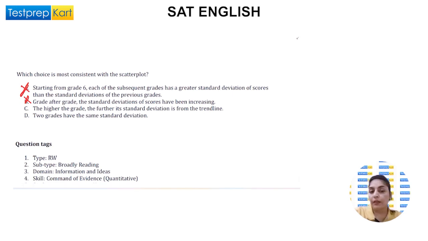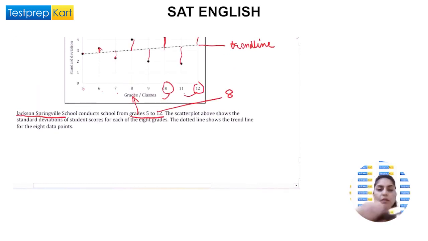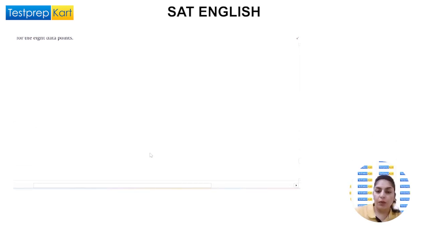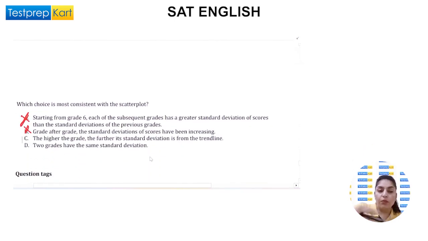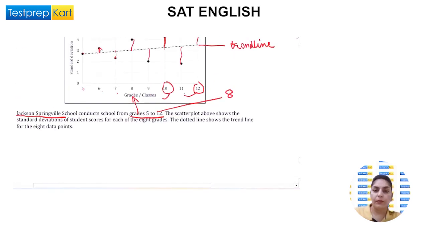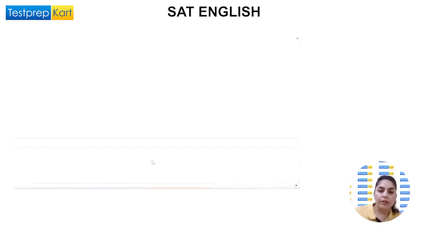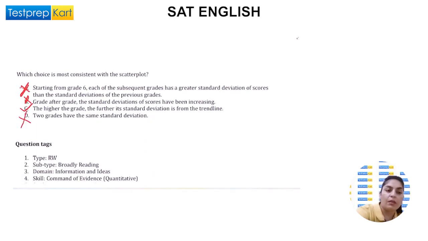Yes, C says the higher the grade, the further its deviation is from the trend line. This we can say yes, because as we keep moving, we see the higher the grade, the more deviation. Higher grade, more deviation. This is right, but not for 2 grades. However, the other 2 options are completely incorrect, so we will take it as the right option. Let's read D. What does it say? 2 grades have the same standard deviation. No 2 grades have the same deviation. They all have different ones. All these distances are not similar. So this is also not right. That is why we have chosen C as our right answer.